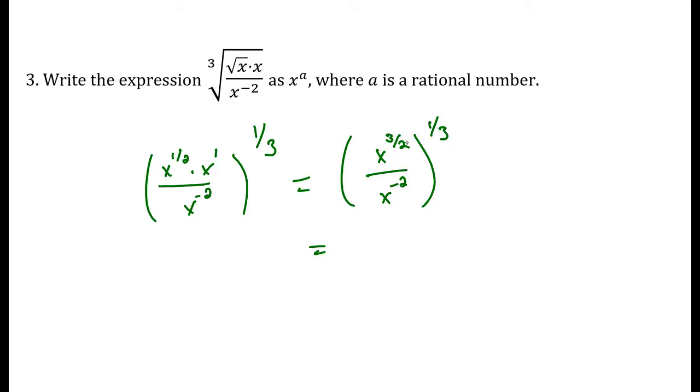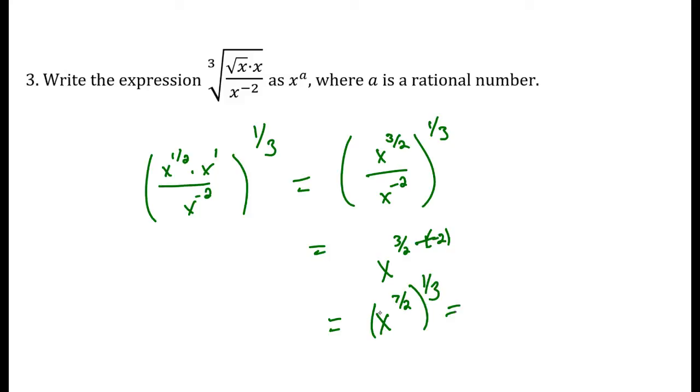Well, what is 3/2 minus 2? Because when I divide, I subtract the exponents. Minus negative 2. 3/2 plus 2. 3/2 plus 2 is what? Please don't reach for your calculator at this point. You know how to work with fractions. It's 7/2, because 2 is 4 over 2. 3 plus 4 is 7. 7/2, but I'm raising that to the 1/3 power.